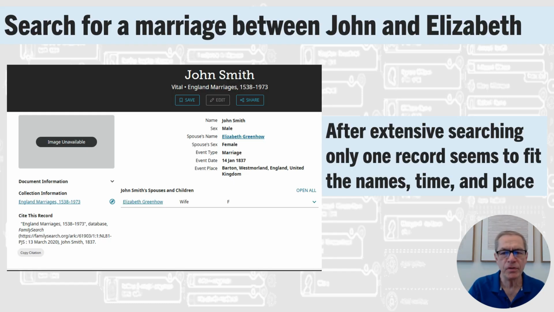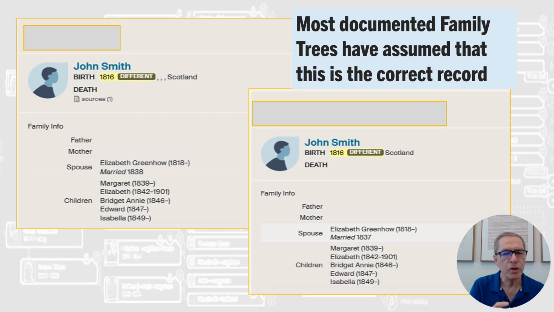After extensive searching in several systems and looking at local archives, we found only one marriage that fits our couple, the marriage between John Smith and Elizabeth Greenhow on the 14th of January 1837. So everything seems to fit. It fits the place, the names and the time. And most documented family trees have assumed that this record is correct.